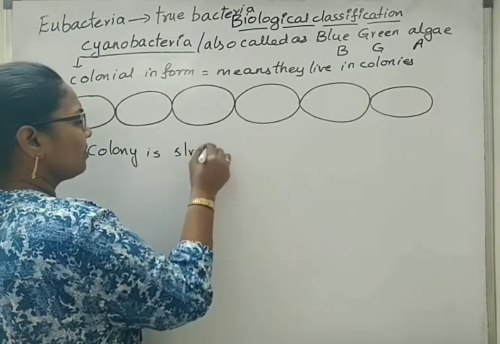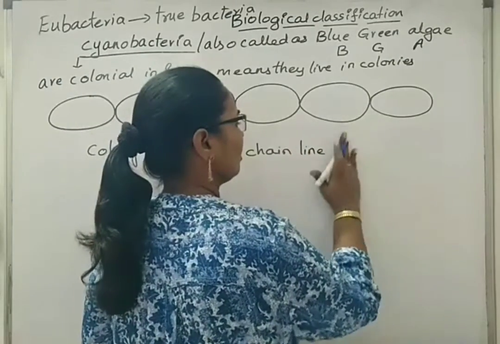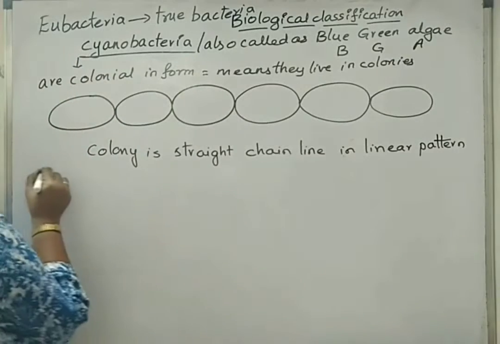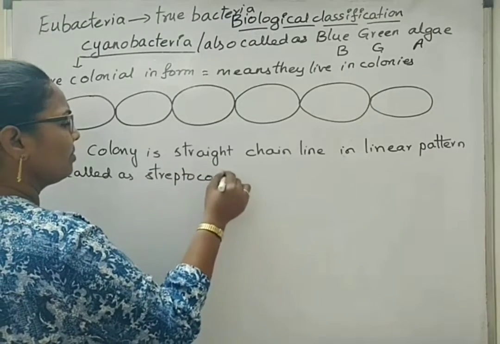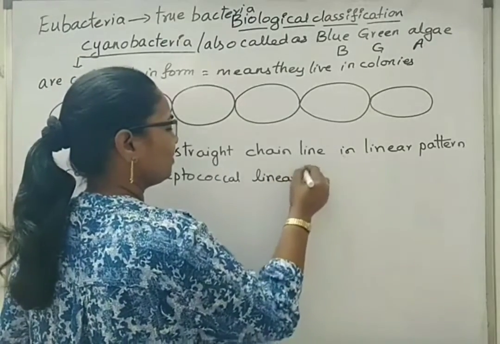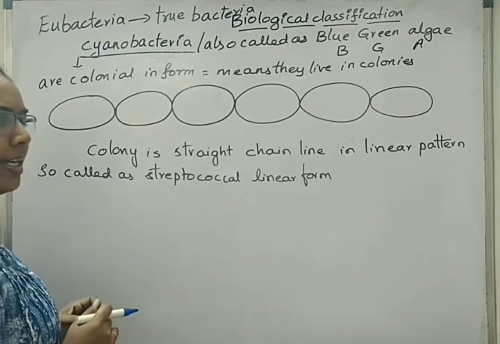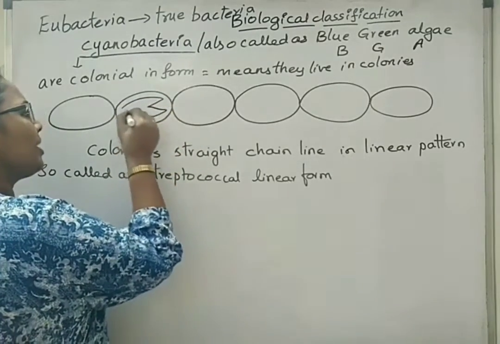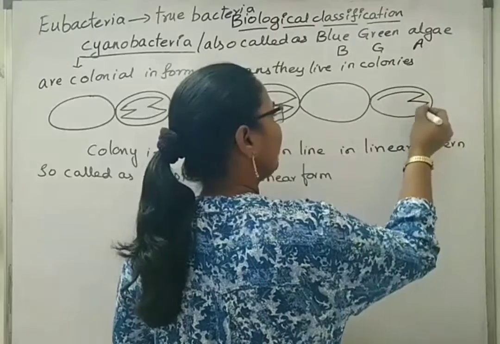The colony is a straight chain-like, linear pattern, so it is called streptococcal linear form. Cyanobacteria have all types of structural arrangement equal to that of a typical bacteria, a normal bacteria. Some cyanobacteria have special structures that fix atmospheric nitrogen. These are called heterocysts.